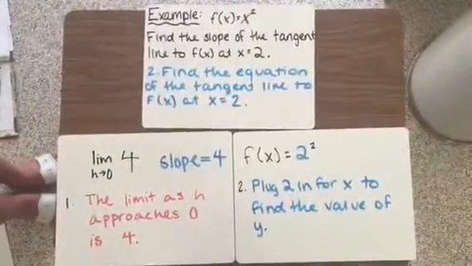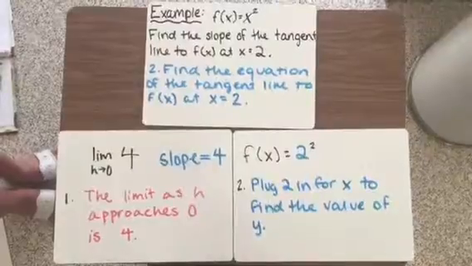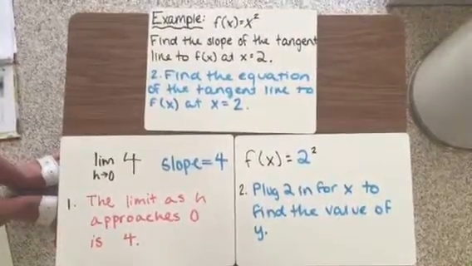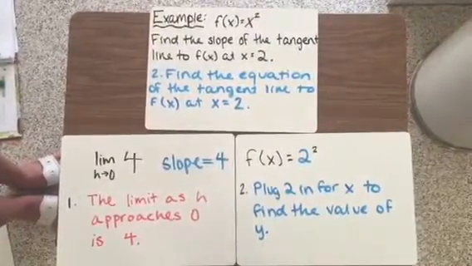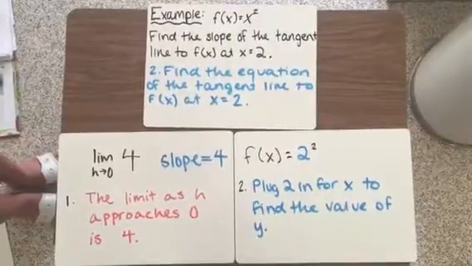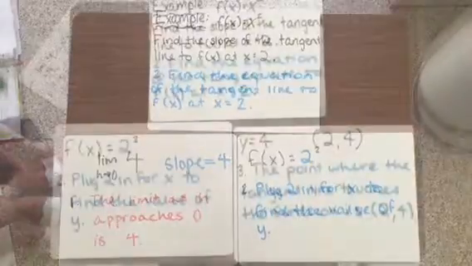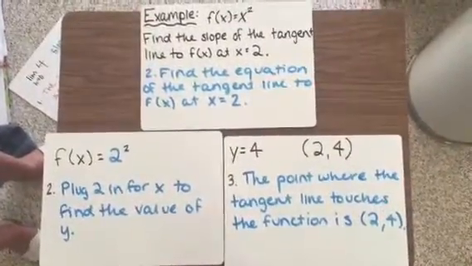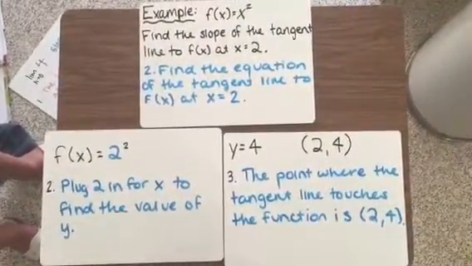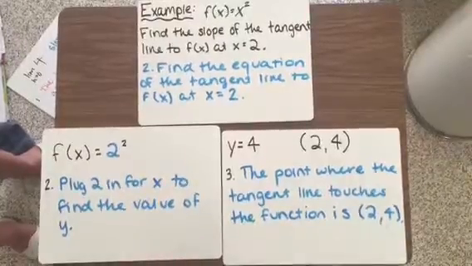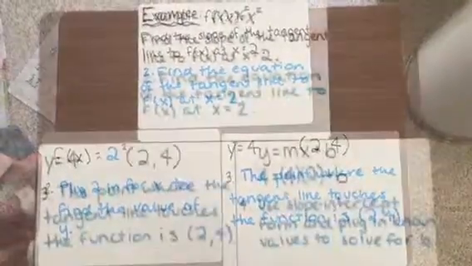For this example, find the equation of the tangent line to f of x at x equals 2 using the slope that we found in the previous example. Plug in 2 for x to find the value of y. We are given that x equals 2, and after solving for y, we found that the point where the tangent line touches the function is (2, 4).